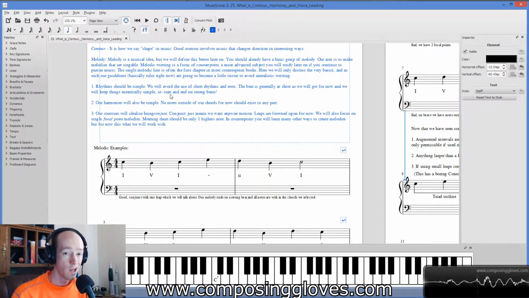Later on, we'll quickly add eighth notes and 16th notes to this. This isn't a super strict one we're going to stick to for very long. But for now, let's just keep it a little bit under wraps. Our harmonies should also be simple. And what does that mean? It says it right here. No notes outside of our chords for now should exist in any part.